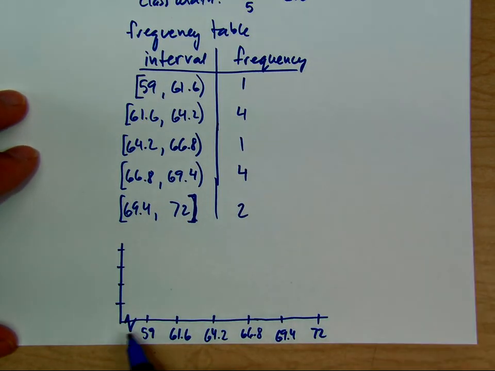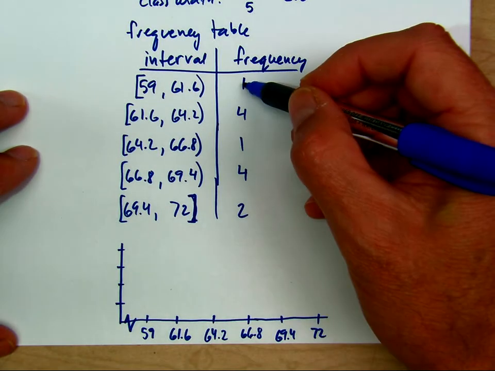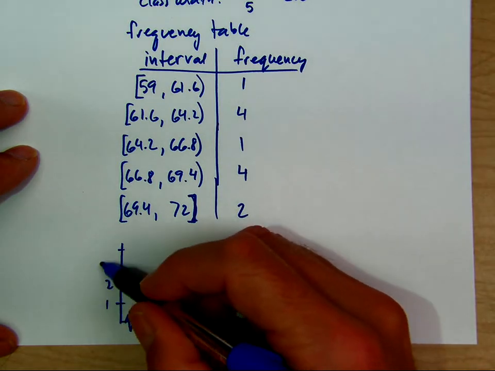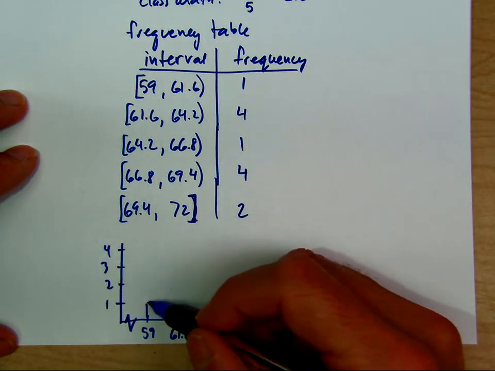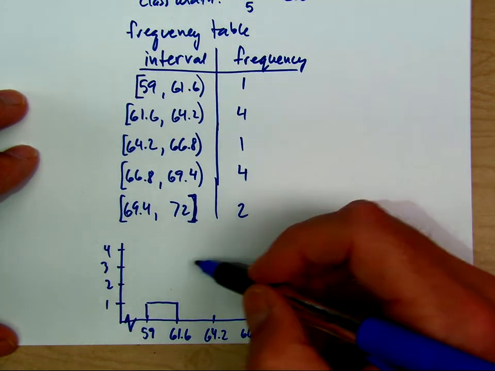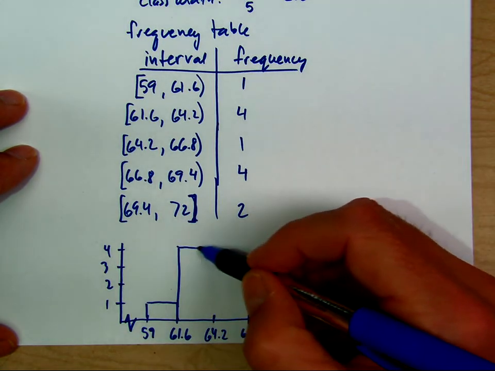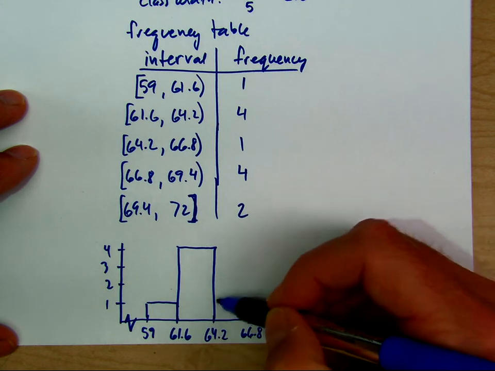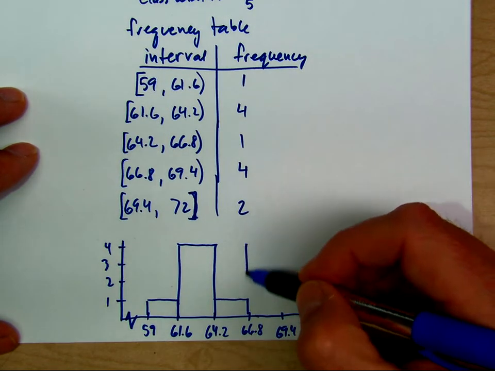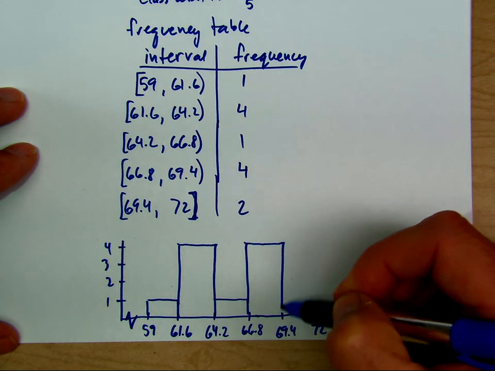So this mark means we're not drawing this to scale. We skipped from 0 to 59. It has a frequency of 1, so we'll go up to 1. And then here we'll go up to 4. And then we'll go to 1, 4 again, and then to 2.